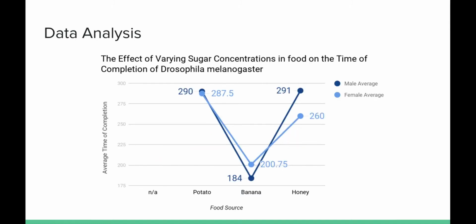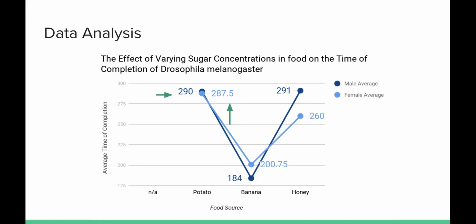The next graph displays the average time of completion of the flies that did complete the maze in each of the 4 trials. The first trial again contained no food, in which no flies completed the maze, therefore there was no average time of completion. The next trial again consisted of the potato at the end of the maze, in which the males completed the maze on average around 290 seconds, while the females finished the maze around 287 seconds, which results in the females being around 3 seconds faster than the males. However, that was not significant in our findings.